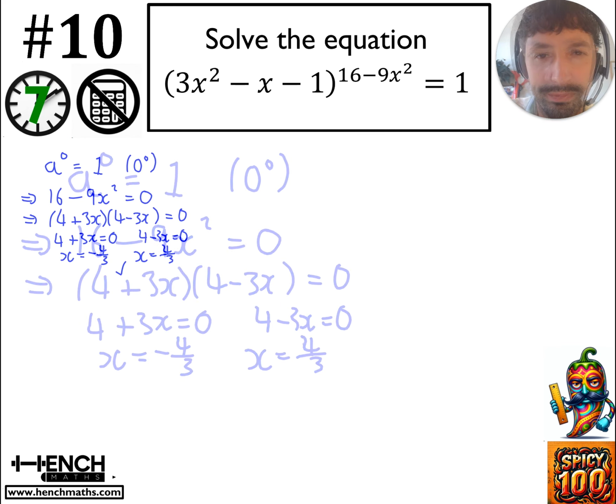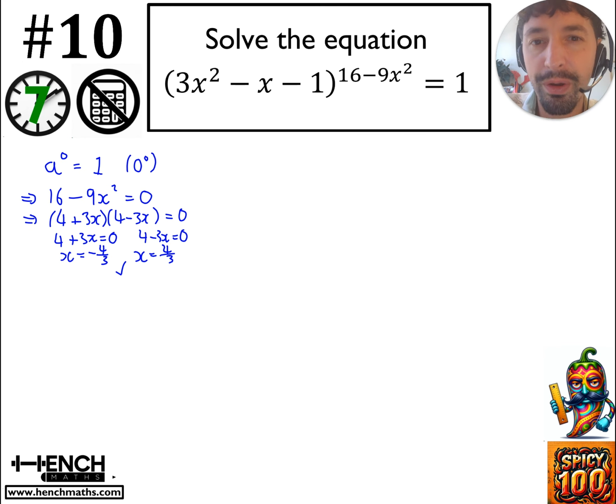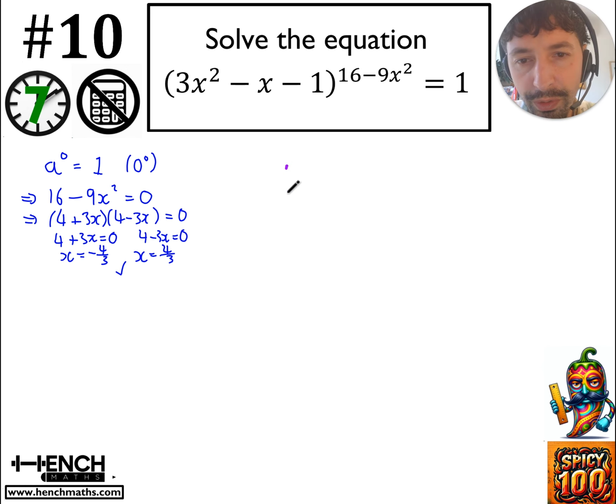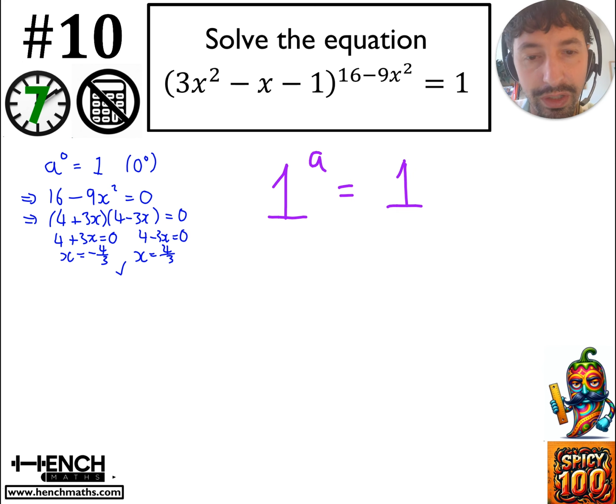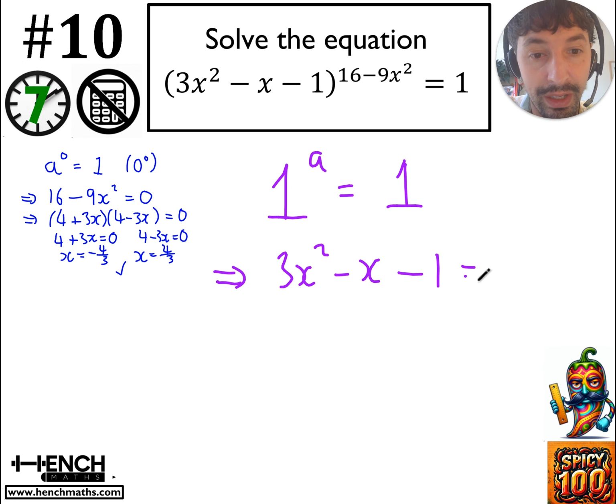Are there some more? Looking at this equation, think how else could we have something to the power of something being equal to 1? Well, we know that 1 to the power of anything will give us 1. So for example, 1 to the power of 0 is 1. 1 to the power of 1 is 1. 1 to the power of a billion is still 1 because you're doing 1 multiplied by itself lots of times, you're still going to get 1. So if we apply that, we can say that 3x squared subtract x subtract 1, if we make it equal to 1, we can generate another equation and we can solve.